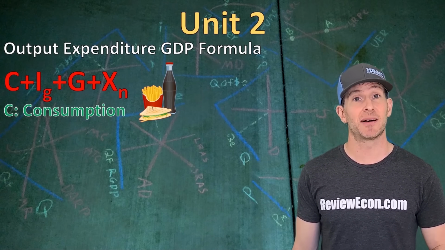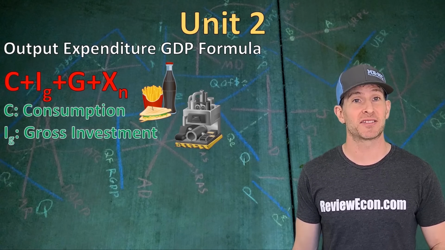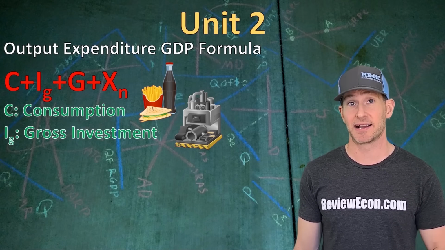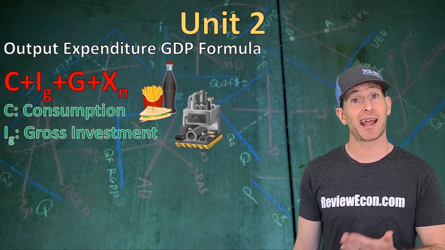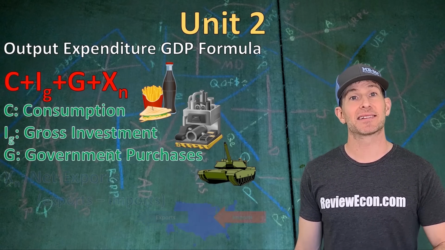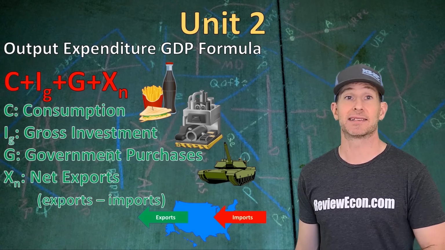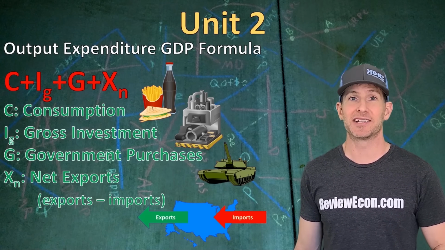Well, C is consumption. That's the things that consumers purchase. I little g is gross investment. Those are the things that businesses buy, specifically physical capital and changes in inventory. G is government purchases, and X sub N is net exports. That's exports minus imports. Together, we get GDP.